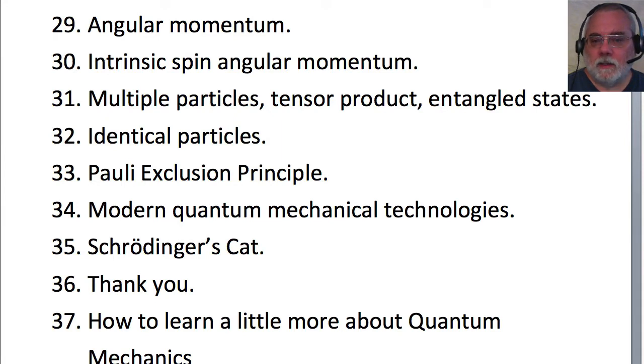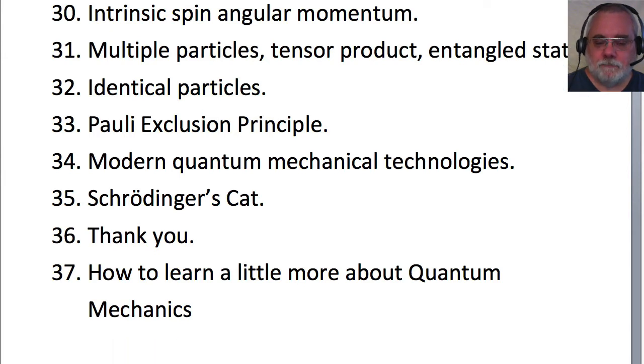We'll look at multiple particles, the tensor product, and entangled states. We'll look at identical particles and the Pauli exclusion principle. We'll talk very briefly about modern quantum mechanical technologies. We'll look at the case of Schrödinger's cat. At the end of the final lecture, I'll give you a little more information about how to learn more about quantum mechanics.